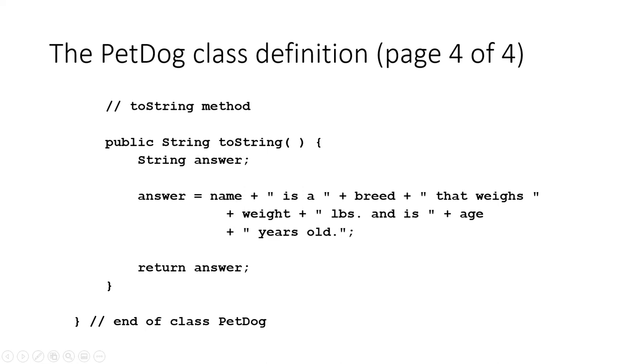It's a combination of the properties and strings here. So whatever the dog's name would be is whatever the breed is, that weighs whatever the weight is, pounds, and is whatever the age is, years old. Okay, so it's a combination of properties and actual strings in quotes, and they're combined with the plus sign, and I'm building that string, so I'm storing that in answer and then returning answer. Okay, so that's my toString method, and then that's the end of the dog class, the pet dog class.